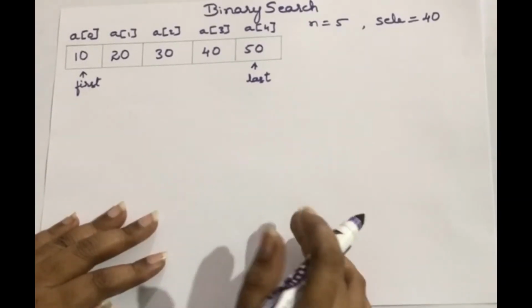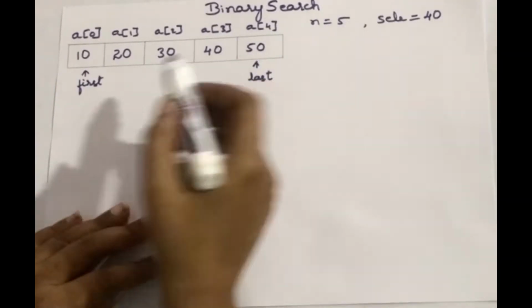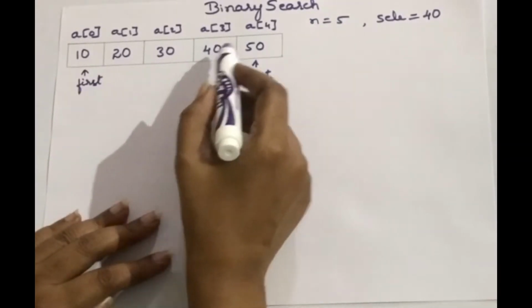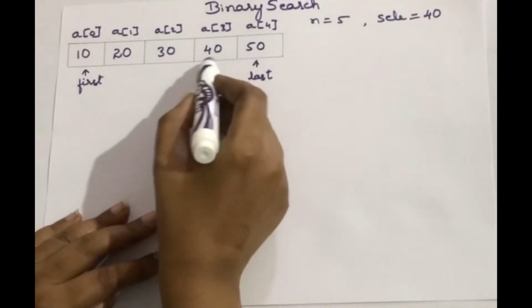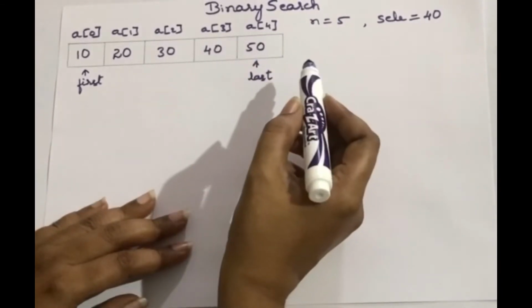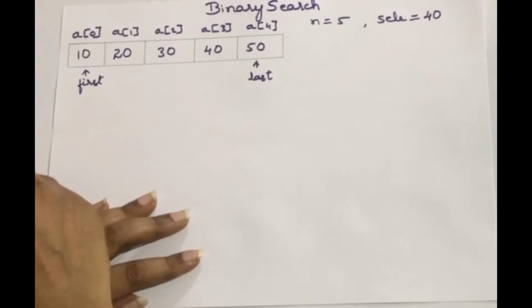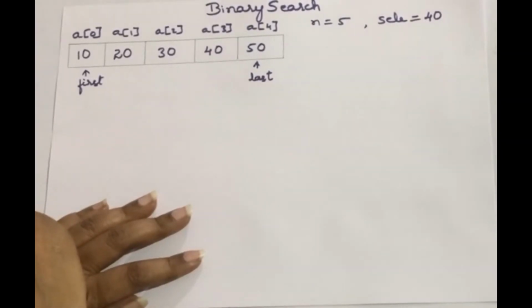Let us first consider 5 elements where n equal to 5 and the elements are 10, 20, 30, 40 and 50. Let the search element be 40 which is there in the array. We will see how we can implement the binary search to find the element 40 in the array. We call this technique binary search because we divide the array and then we go on searching. So, the name binary search.